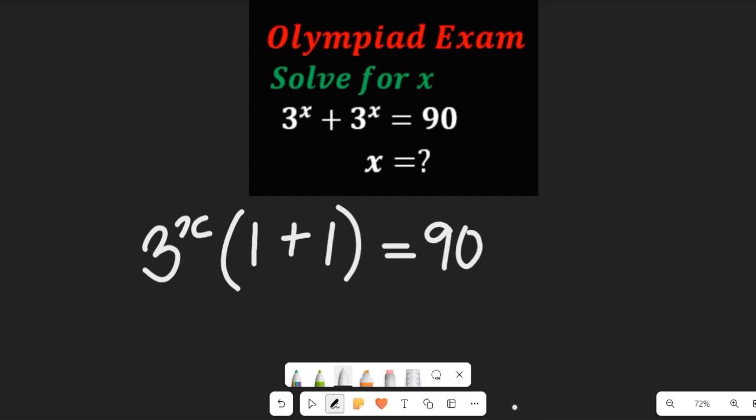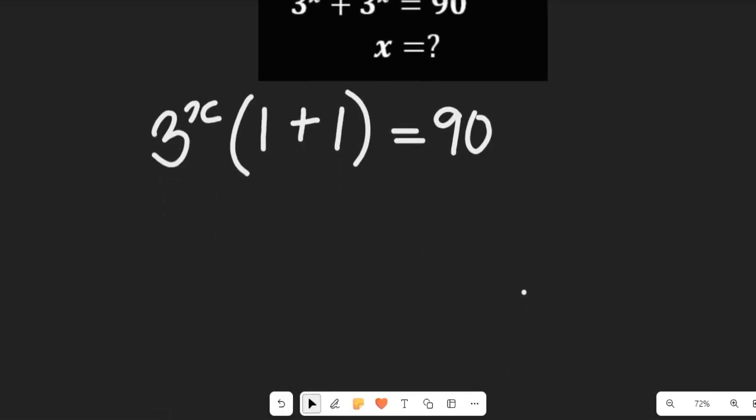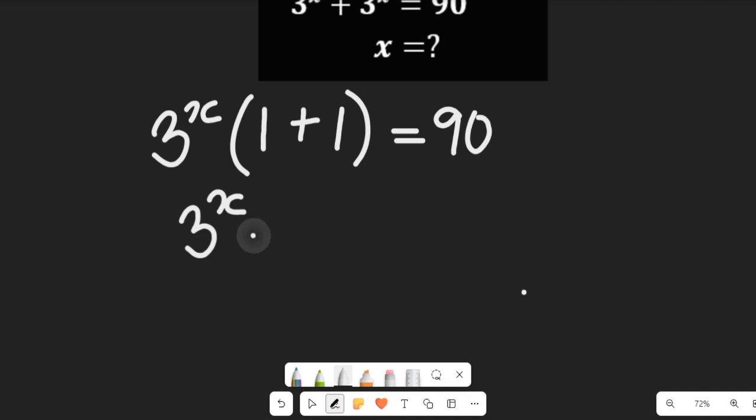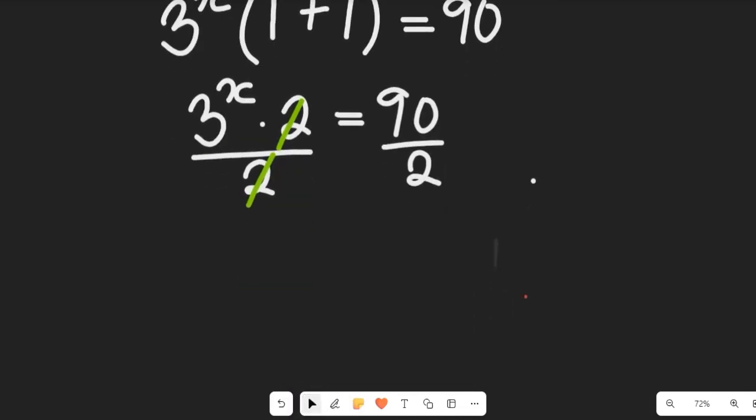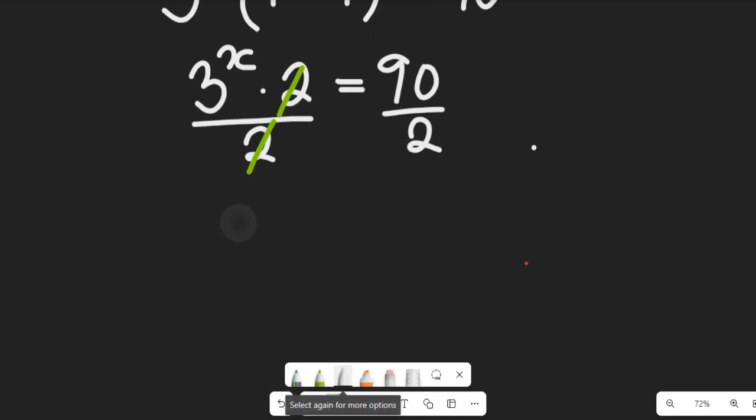In the next step, we're going to consider simplifying that further. If we simplify, we'll have 3 to the power of x multiplied by 2, because 1 plus 1 is 2, and that will be equal to 90. If we divide both sides by 2, we're going to have 3 to the power of x equal to 90 divided by 2, which will give us 45.